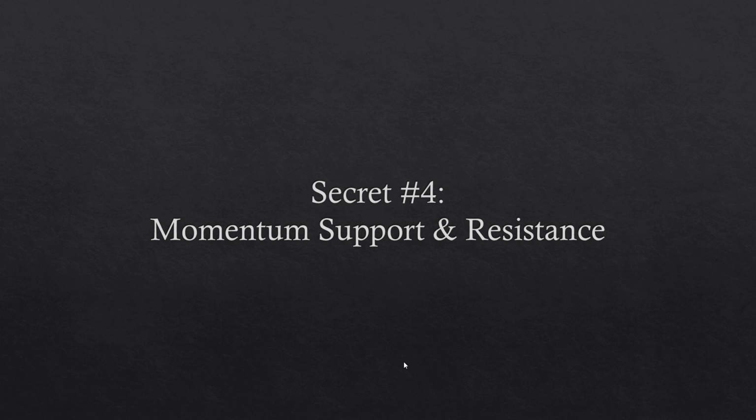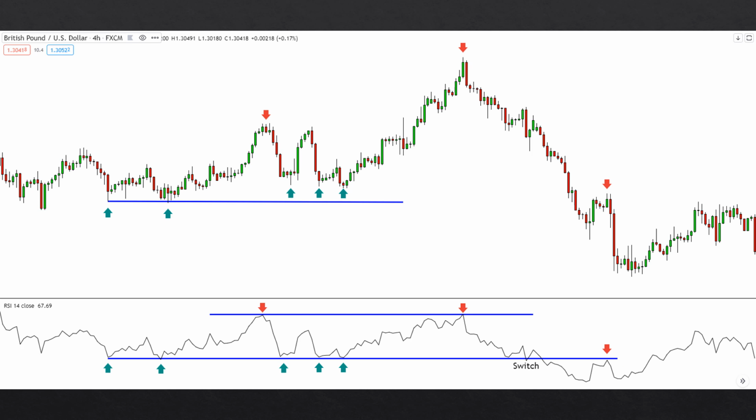The RSI comes back to the trend line at the very peak of the reversal. Secret number 4. Momentum support and resistance. The same principle that allows momentum trend lines to work on the RSI is the principle that allows for momentum support and resistance lines to be applied. Just like regular support and resistance lines on raw price action, we can use such lines in the RSI to spot non-obvious reversal points. In this chart, we can see a few examples of that.